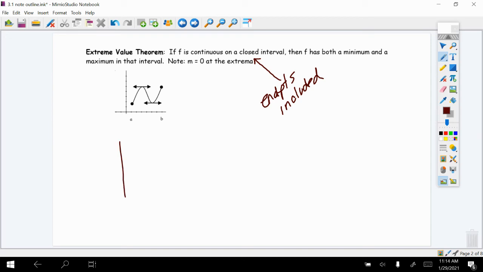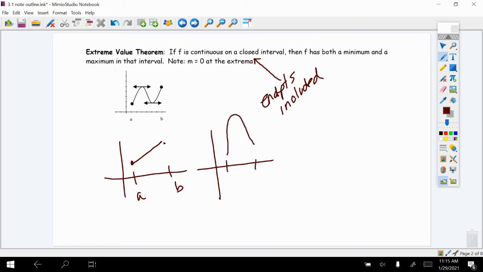And it should make sense, because if I have a closed interval and I'm going from one point to another point, either those are going to be the lowest and the highest, or somewhere in that interval, I might get higher and then come lower, but guaranteed you're going to have at least one high spot and at least one low spot. And that's all the extreme value theorem says. We call them existence theorems because they guarantee that something exists.